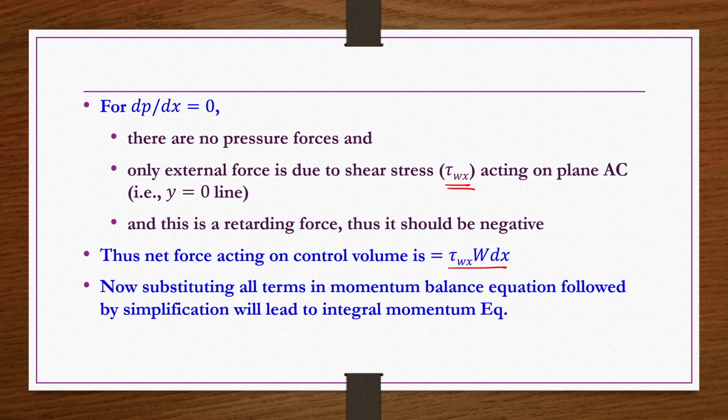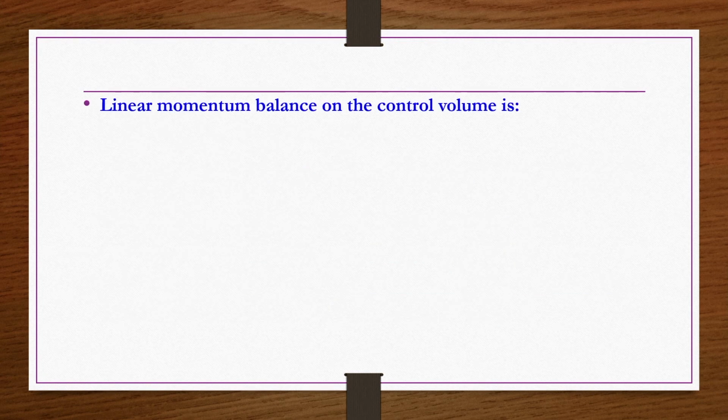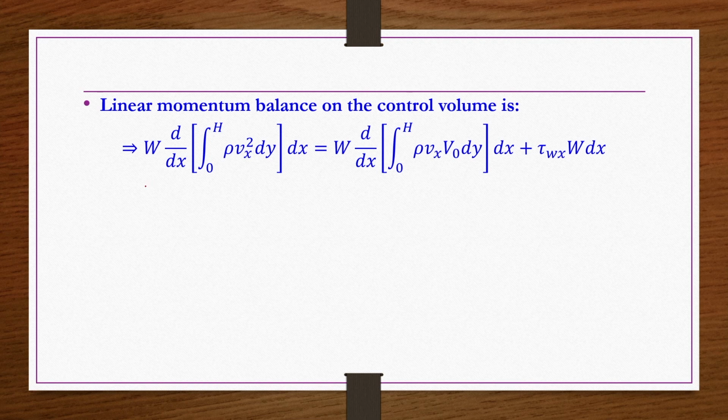Now, substituting all this in the momentum balance equation, we get that the change in momentum rate from the AB plane to the CD plane should be balanced by the momentum entering at the BD plane and the momentum entering at the AC plane, that is, the wall.